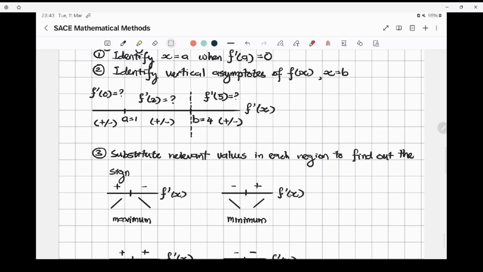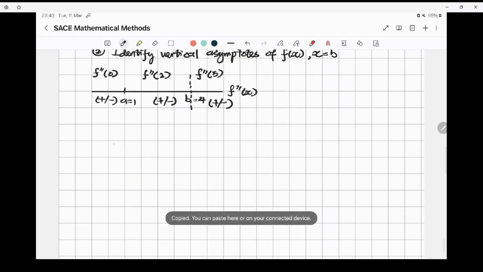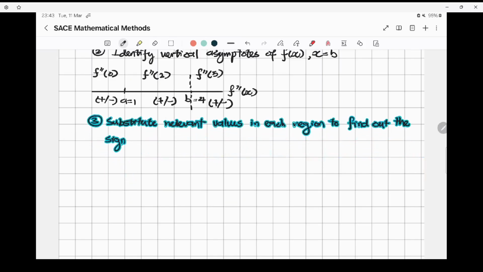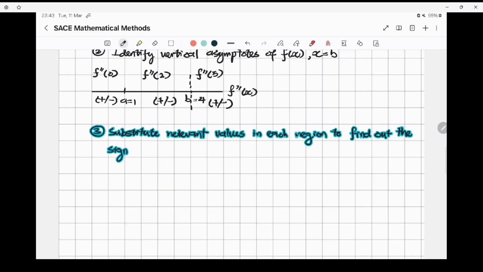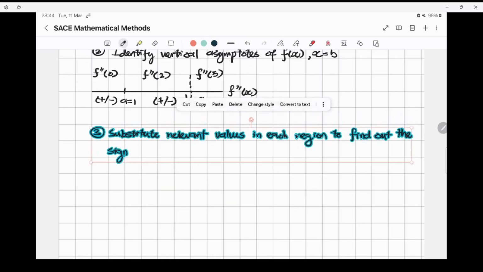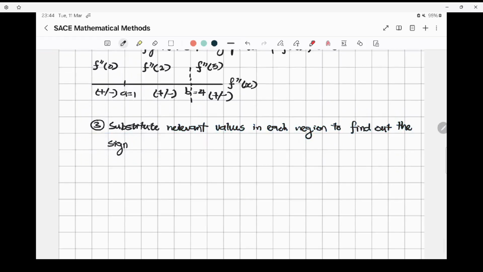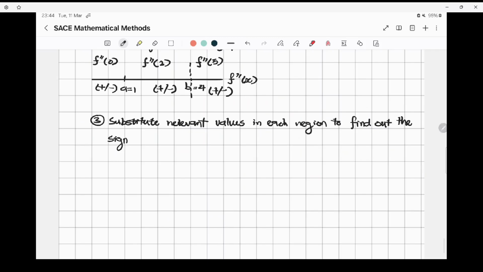So I will just copy this particular sentence again. And that's what you need to do. So this is the only test for your point of inflection.